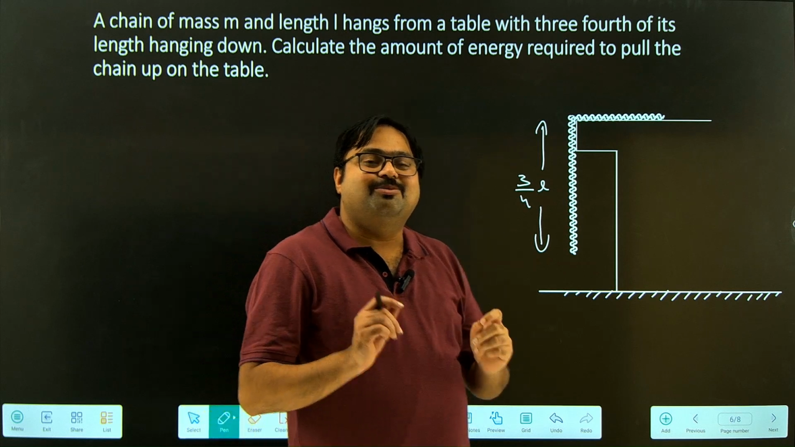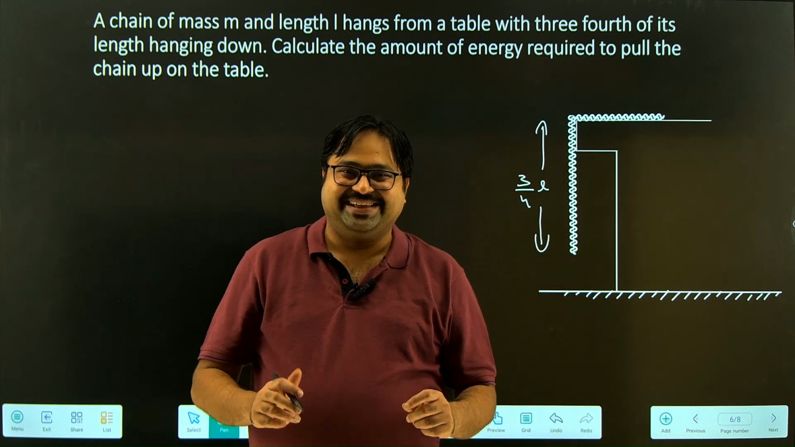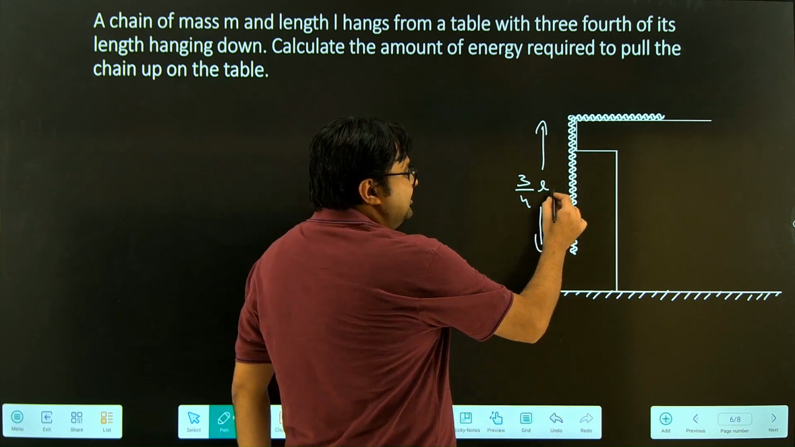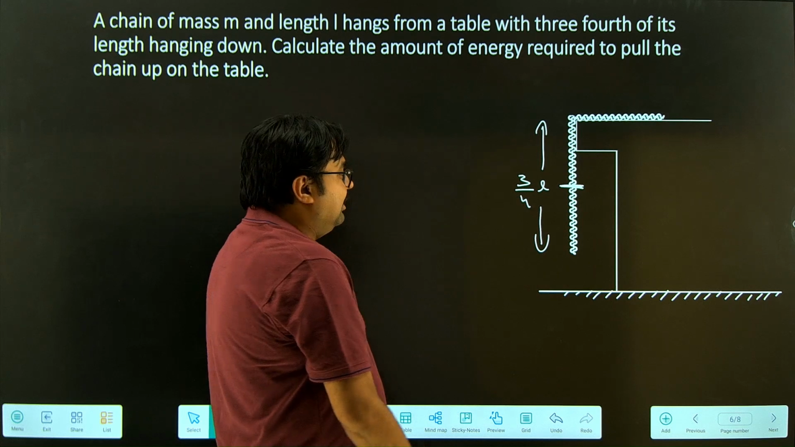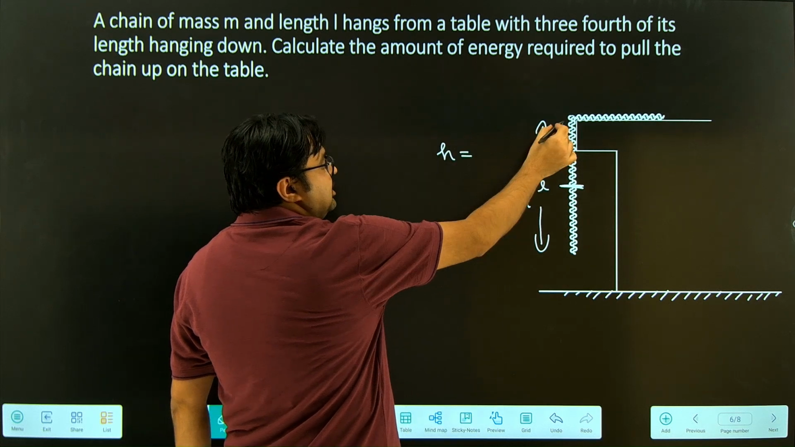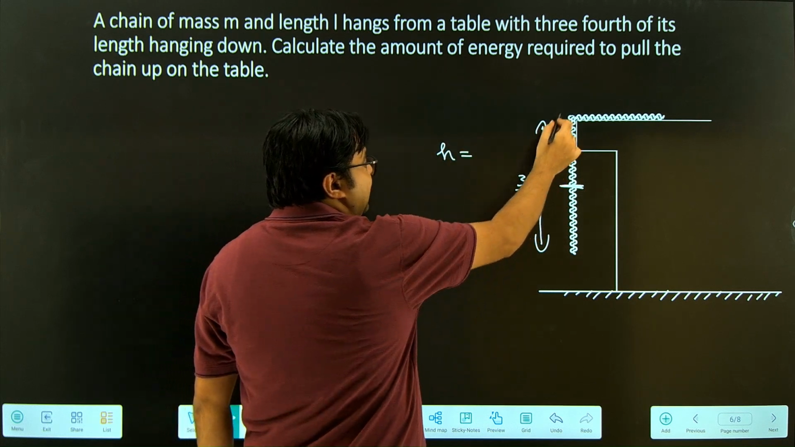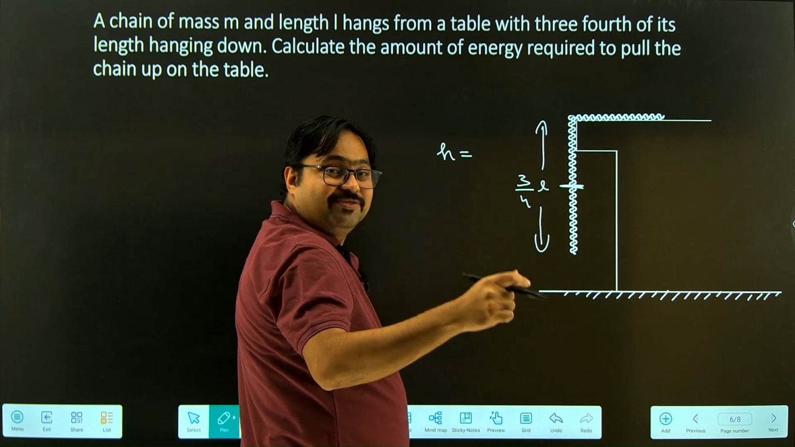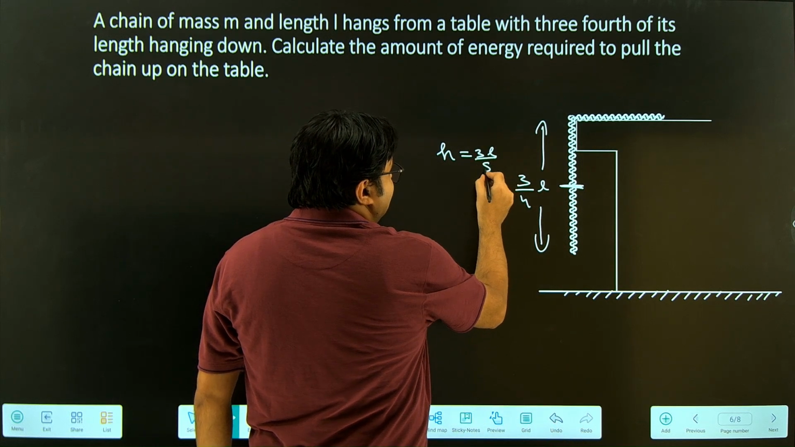But then you must remember that there is something called center of mass. The center of mass of this hanging part of the chain lies exactly at the center. Let me say that distance, which is the distance from the top of the table to the center of the chain, is h, and that would be half the total length of the hanging chain. So that would be 3L divided by 8.